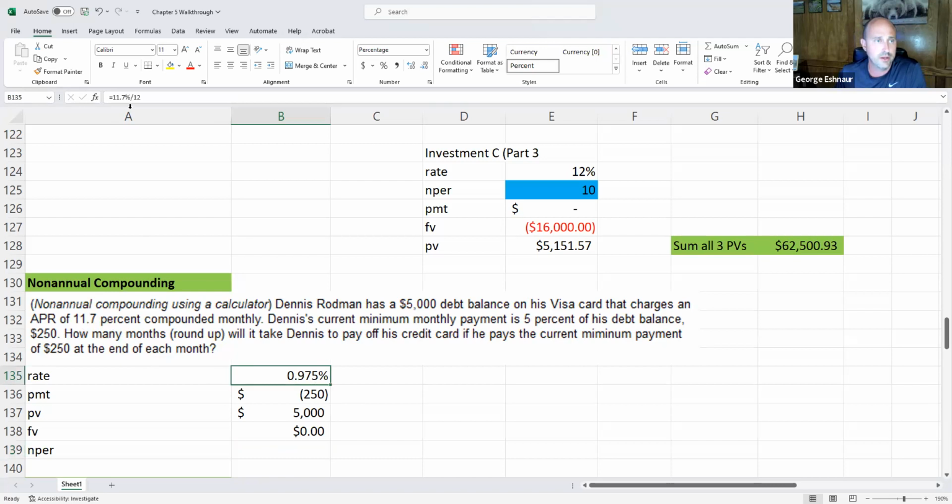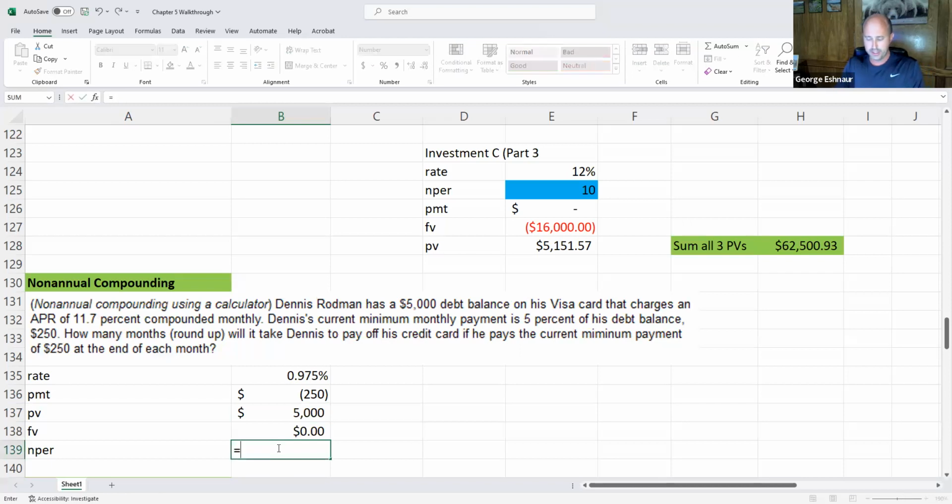Remember, it mentions monthly payments here. So I divided the 11% APR over 12 months, which is pretty typical. Sometimes down the line we might see 365 days, but for now it says it compounds monthly instead of daily. The payment's $250, which they identified. The present value is $5,000 and our future value is $0. Now, this is different because our cash did not go out the door. This is more like a loan amortization, so this present value is not negative in this sense.